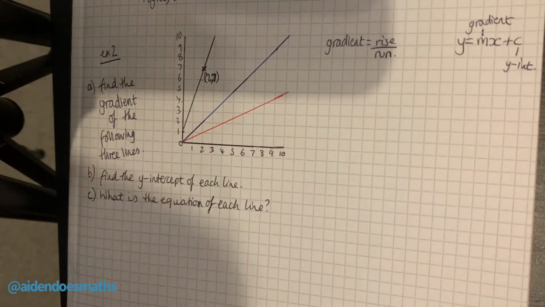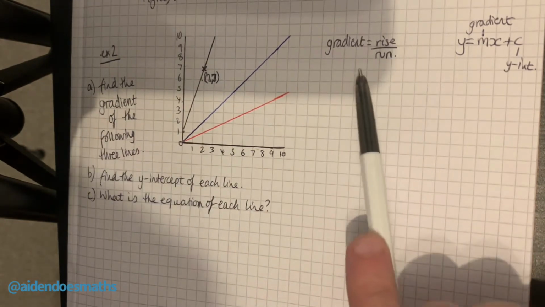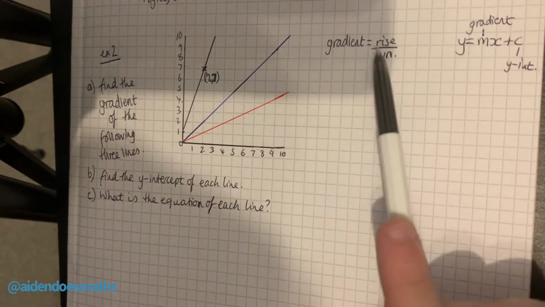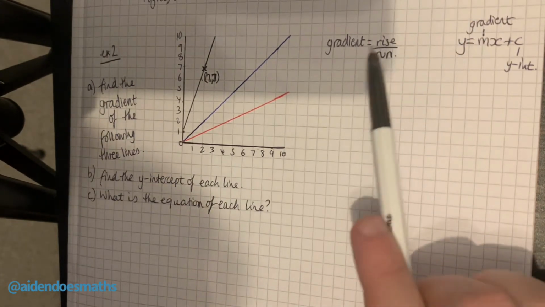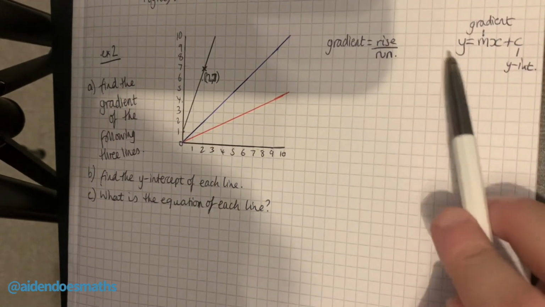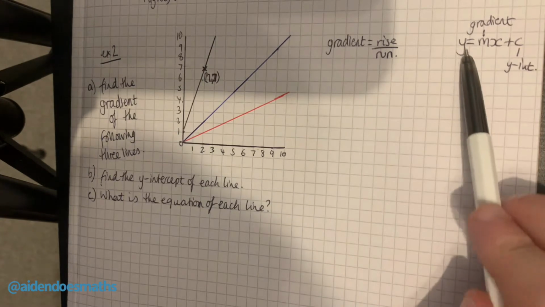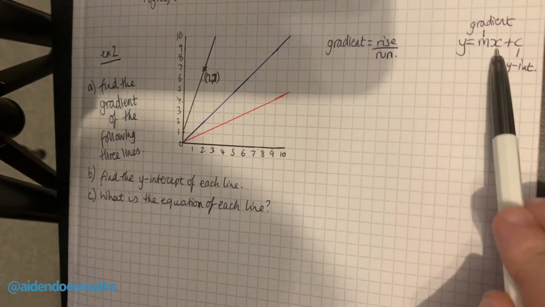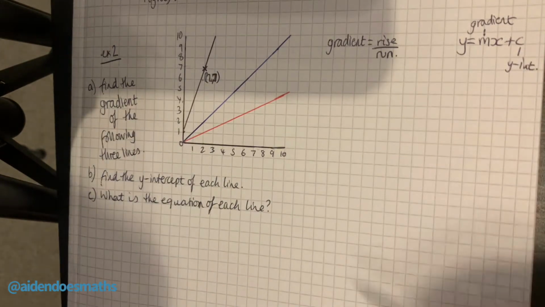So just taking this gradient a little step further. A couple of reminders here for us. Gradient is rise over run, so how far up or maybe down we go, and how far right or left we go. Okay, and the reminder here that the general form for our linear equation can always be written as y equals mx plus c, where m is the gradient and c is the y-intercept.